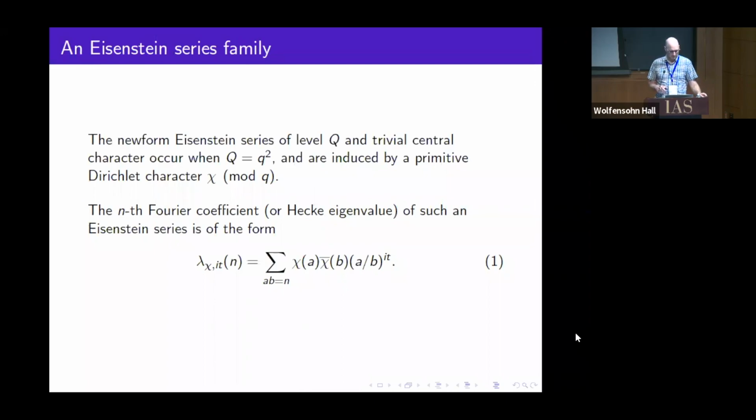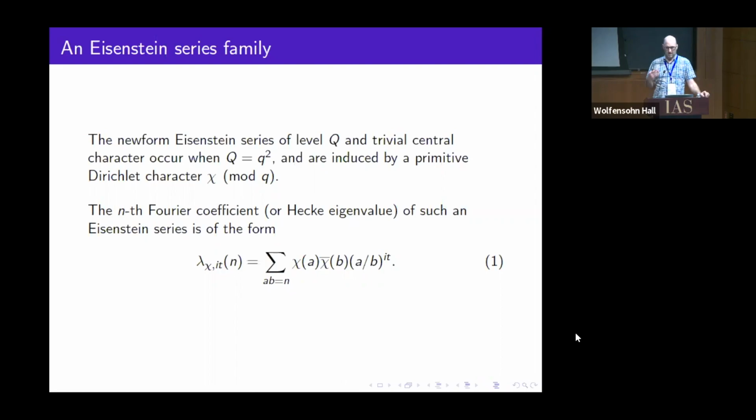So the main family I want to talk about today is a family of Eisenstein series on GL2 of varying levels. If you take a pair of Dirichlet characters, in this case I actually want them to be the same, so this is a chi and the other one is conjugated. But in general, if you have a pair of primitive Dirichlet characters, there's a newform Eisenstein series attached to that pair of characters.